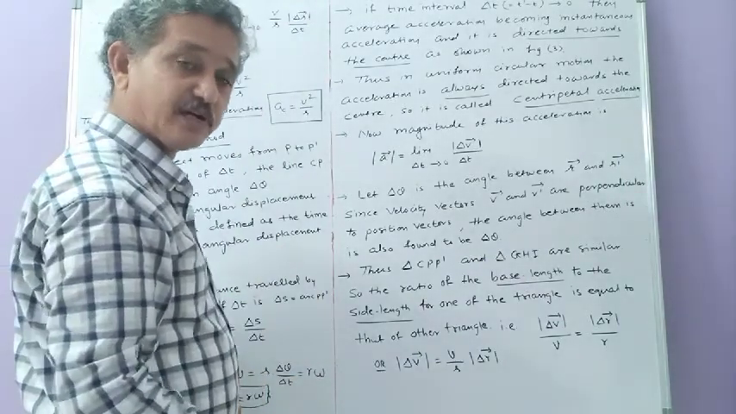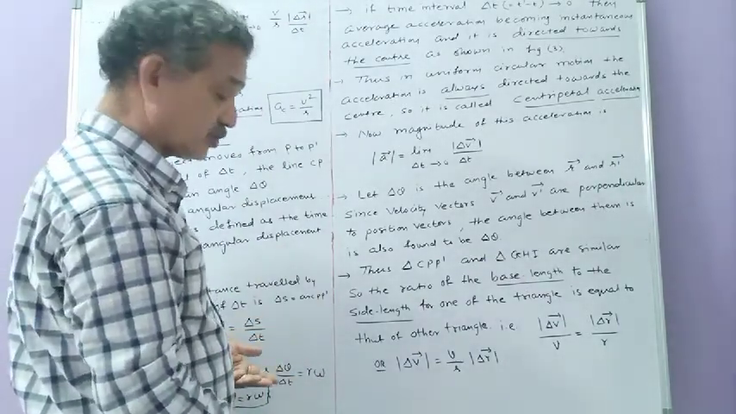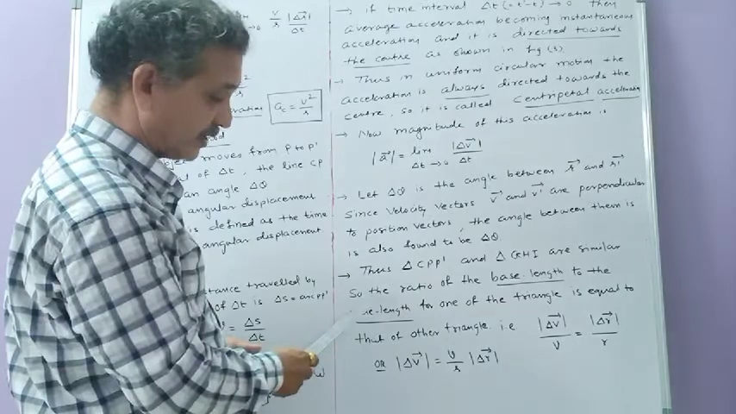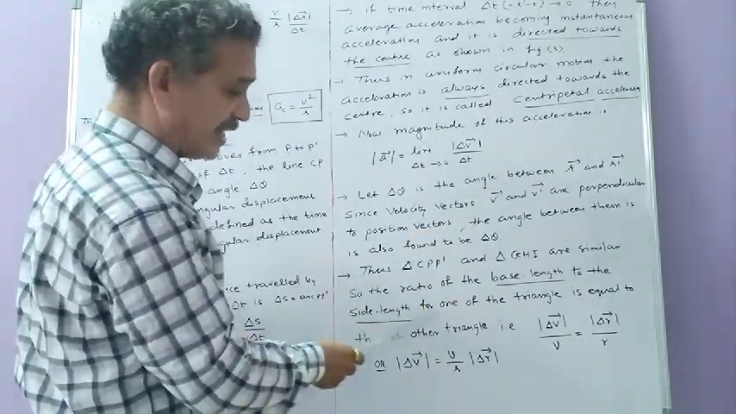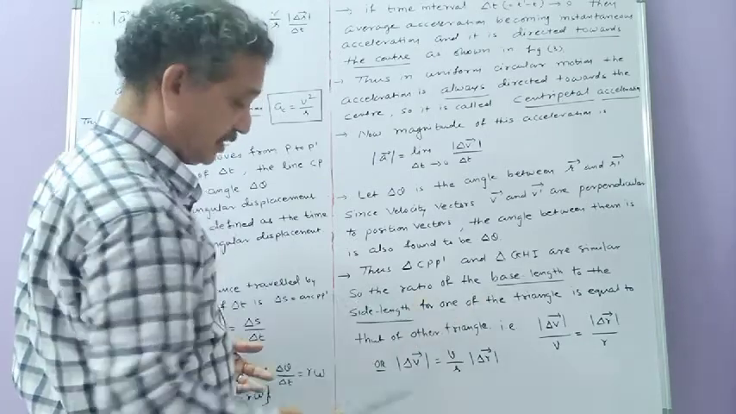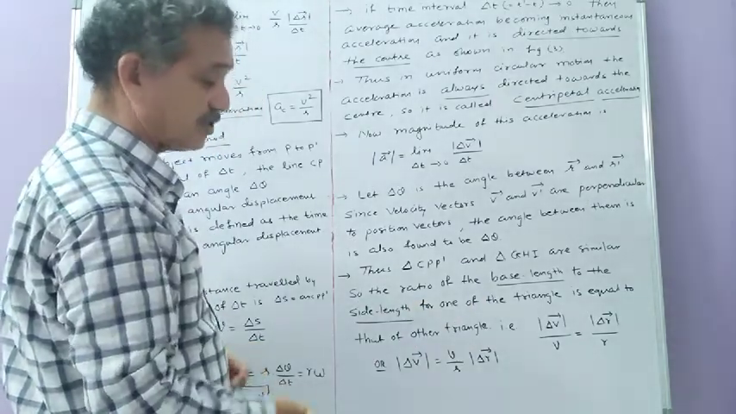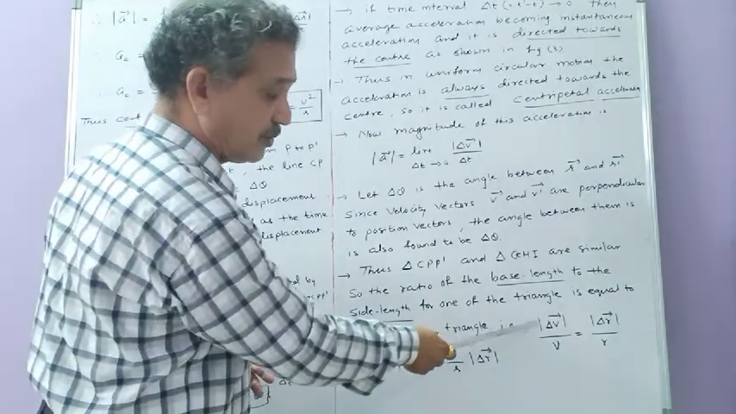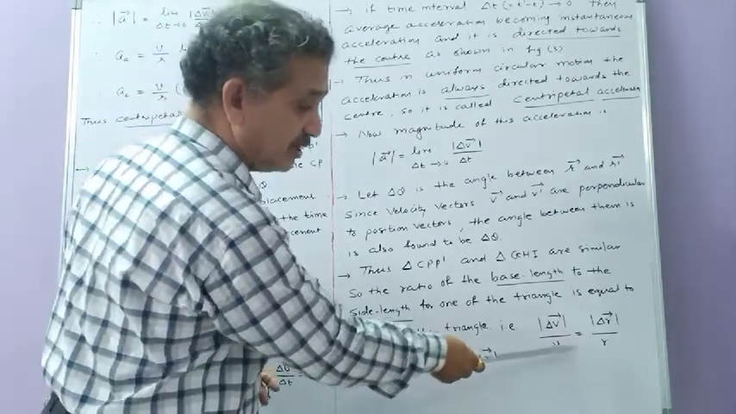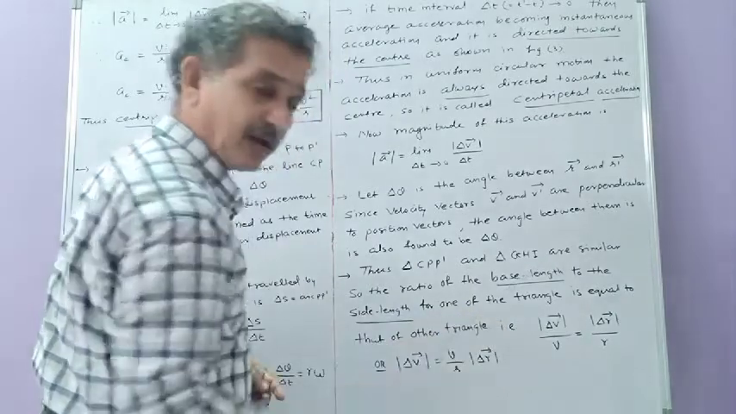And as they are similar triangles, for similar triangles what should be there? There is always a common factor: the ratio of the base length to the side length for one of the triangles is equal to that for the other triangle. Therefore you can write modulus of delta v upon v is equal to modulus of delta r upon r.